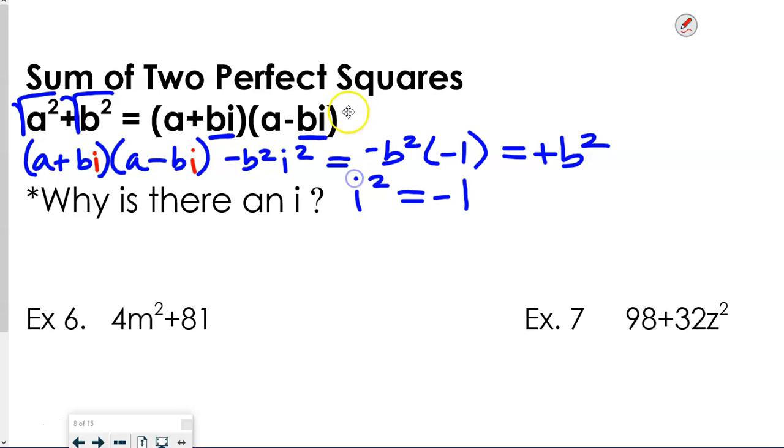So now let's work a couple problems. Let's see if I can move this thing up.